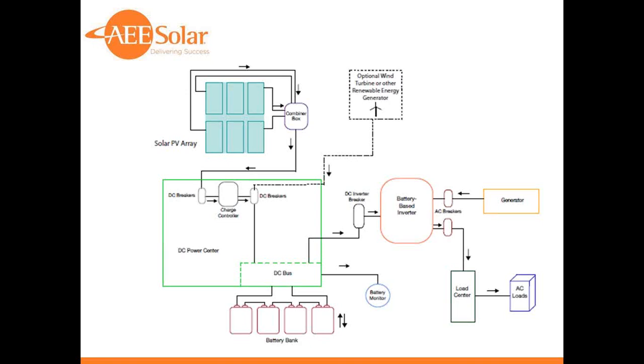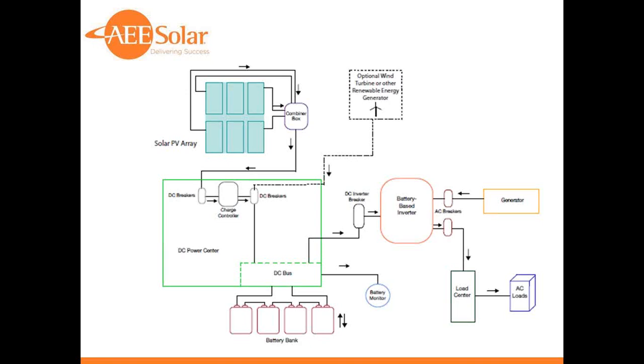Everything in that green line there is essentially what would be included in what we call a power panel or a DC distribution box, switchgear hardware. Although often the DC breaker for the inverter is also included in there.